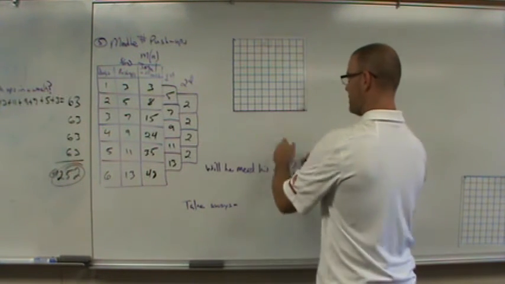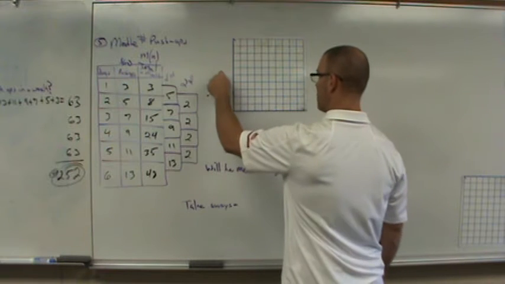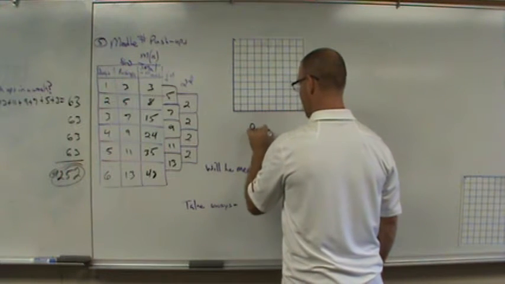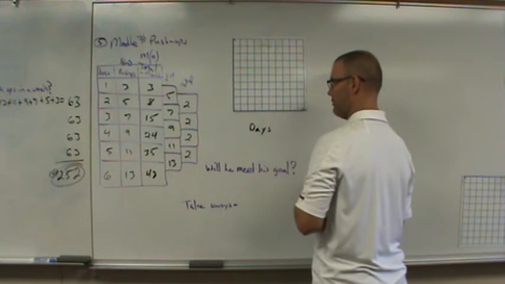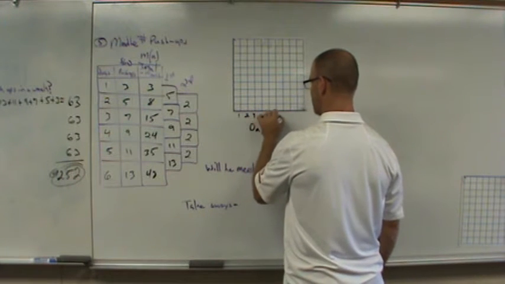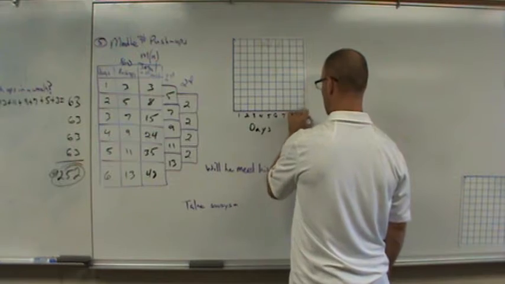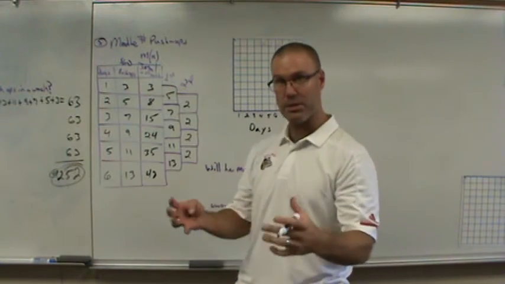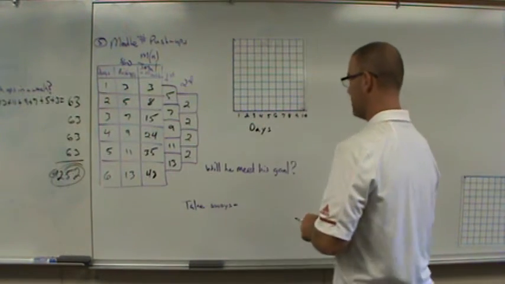Now we have to graph this data. Label, label. I'm still labeling my x-axis the number of days, and I'm still numbering it 1 to 10. Again, if I'm going too fast, pause and catch up.